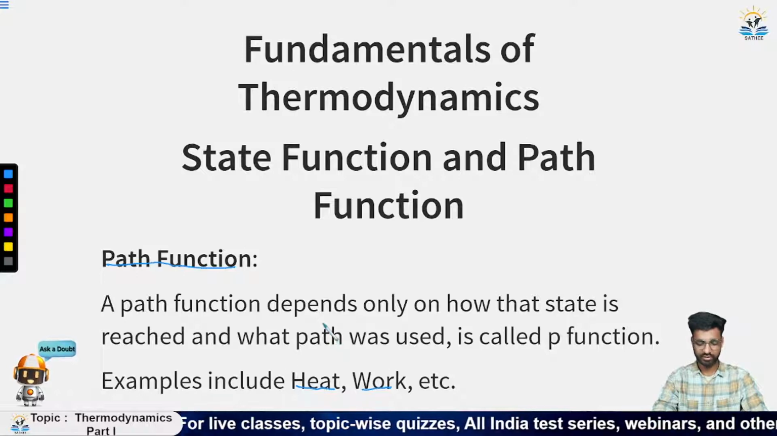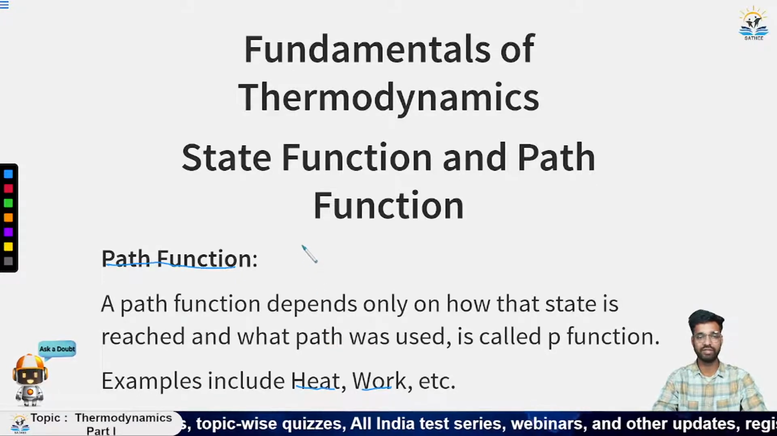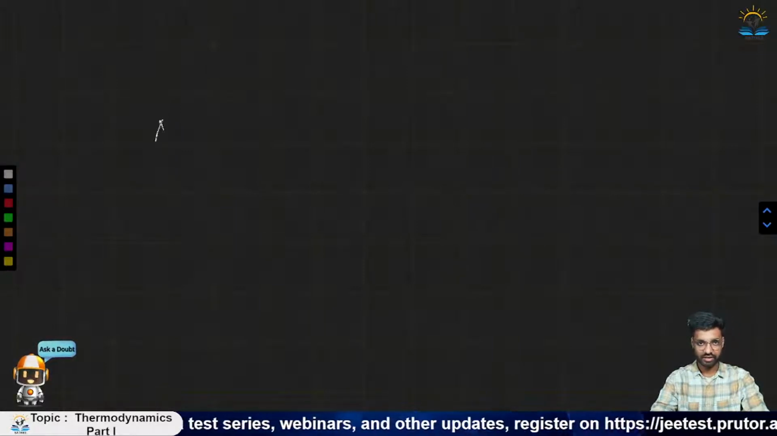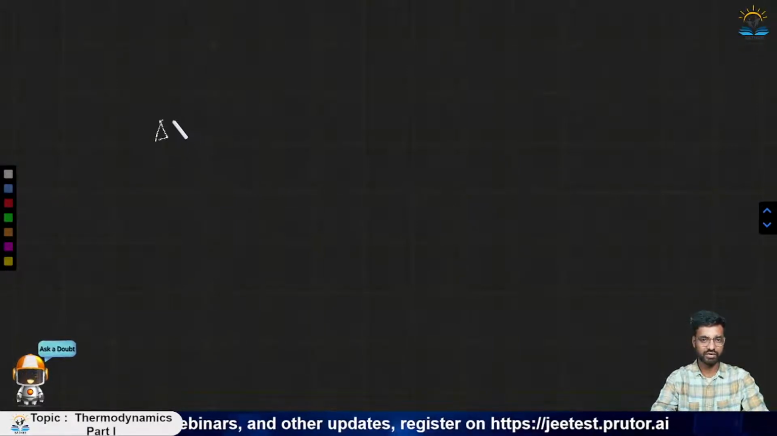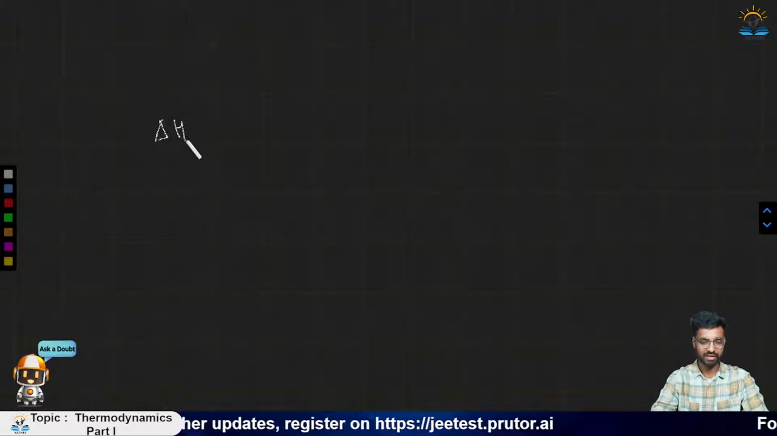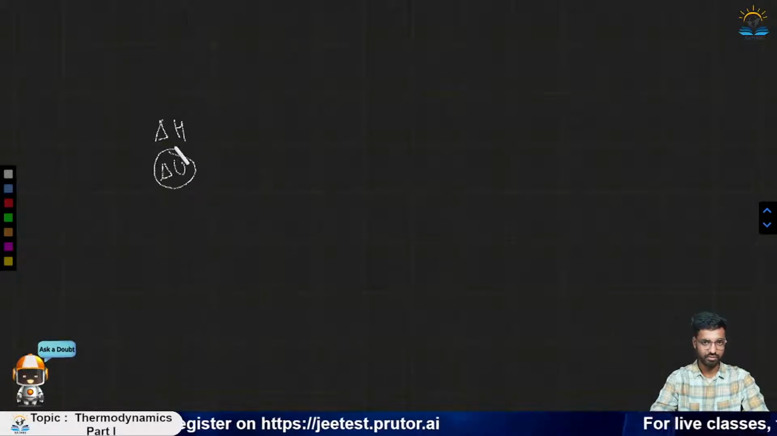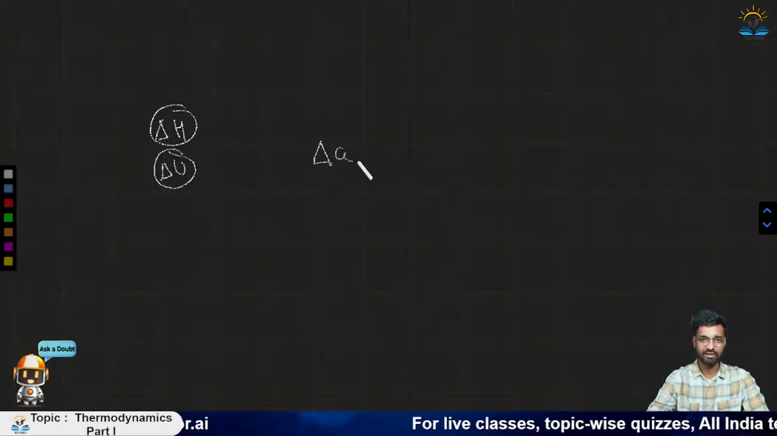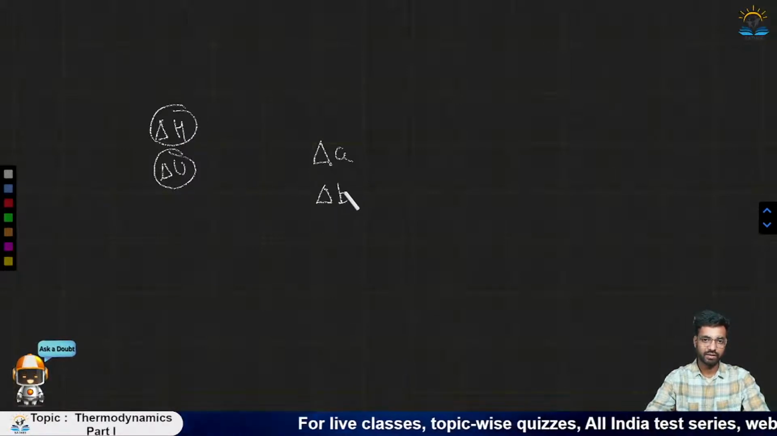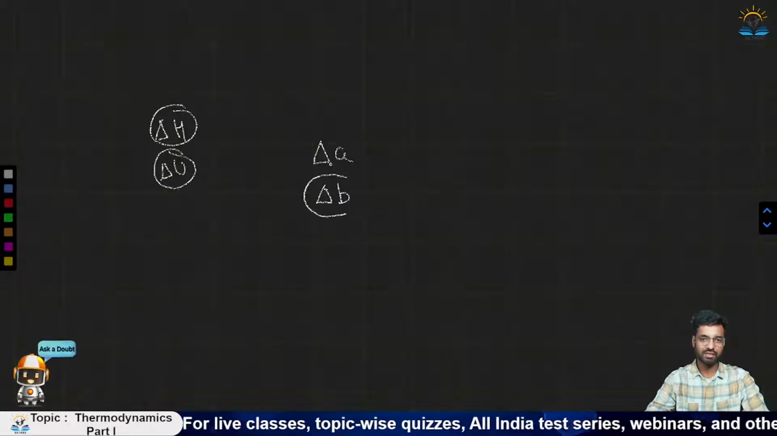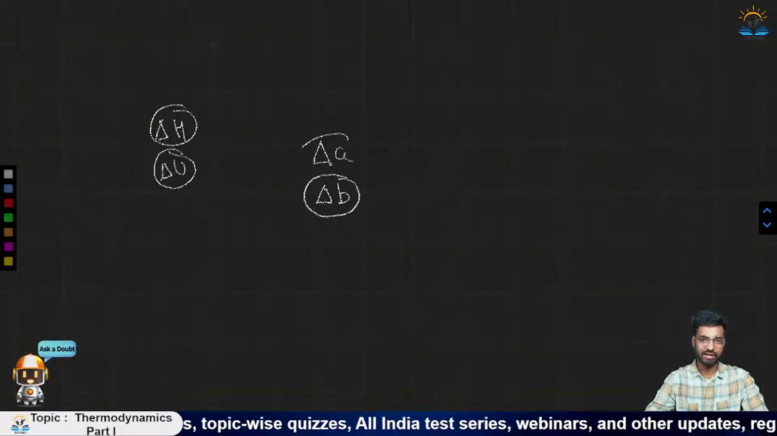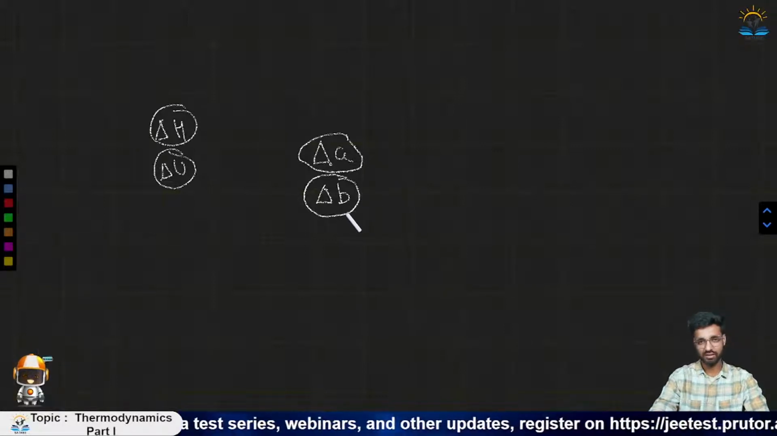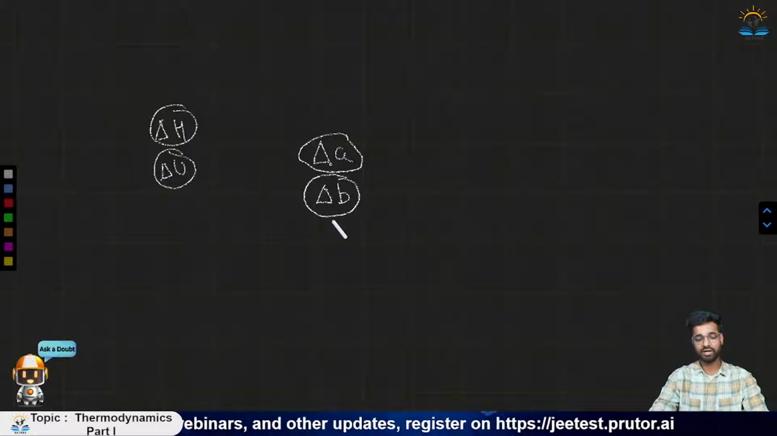Now suppose you are asked whether something is a path function or a state function. Suppose it has a delta sign before the function, like delta H or delta U. We will see these terms later on. I am taking general terms like delta A or delta B. If you see delta used along with it, then it is a state function. This is not in a literal sense, I am just giving you a trick to do this.